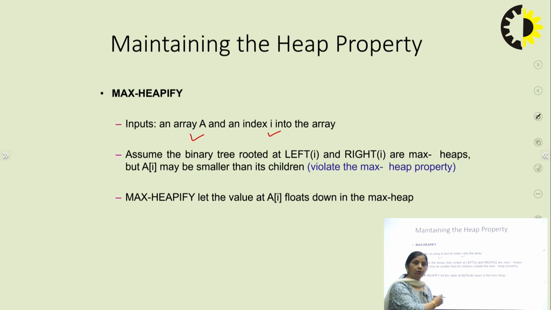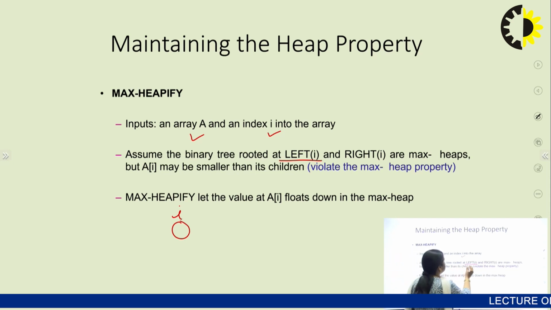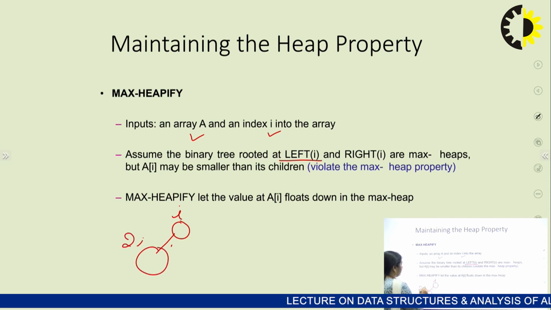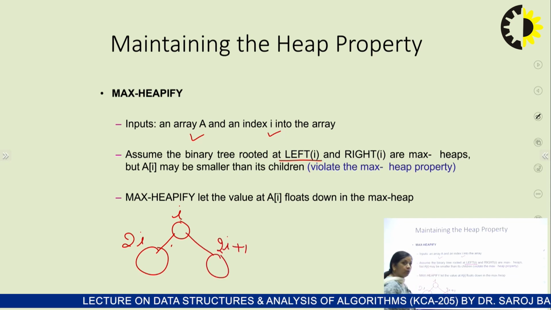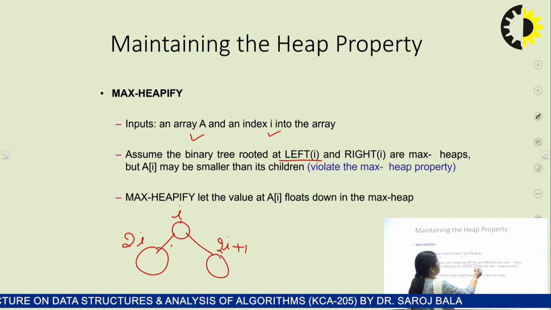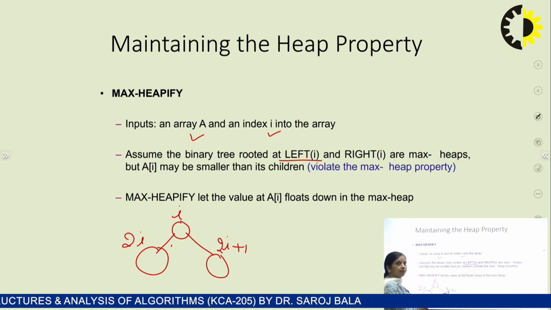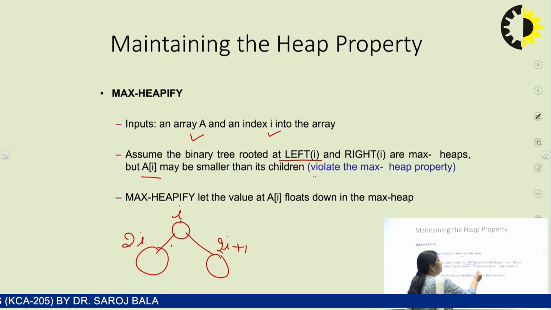If it is not, then we will go on swapping it with the other element which is greater. Assume the binary tree rooted at left of i. So we considered the ith index element, and left of i means this one, that is 2i, and right is 2i plus 1. Assume the binary trees rooted at left i and right i are already max heaps, but A[i] may be smaller than its children, which is violating the property.